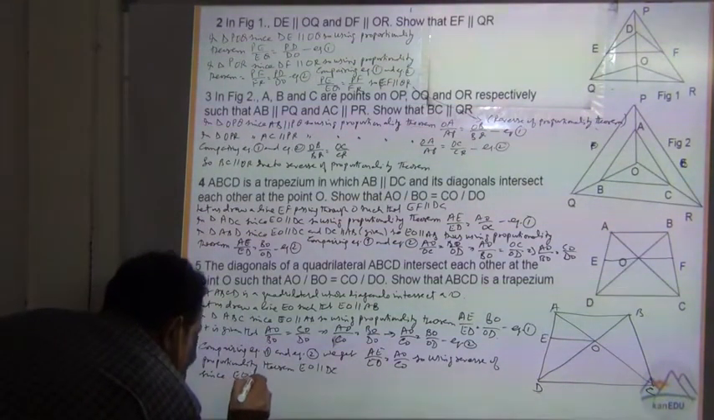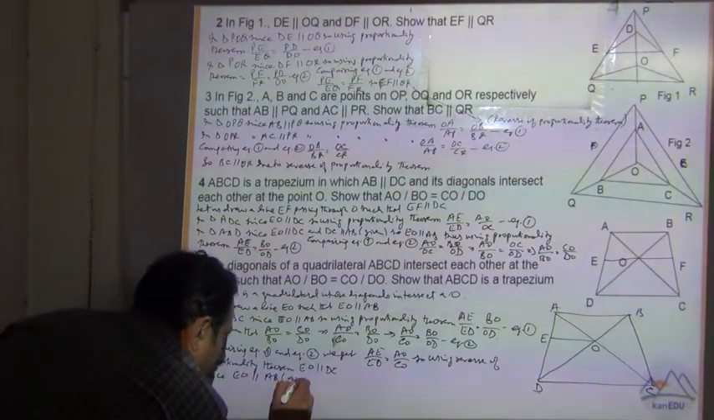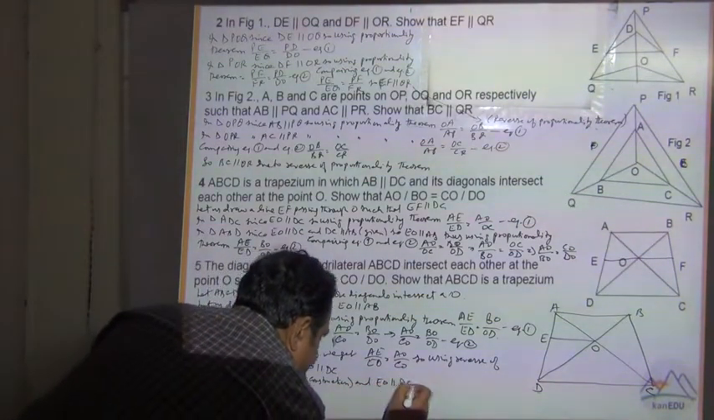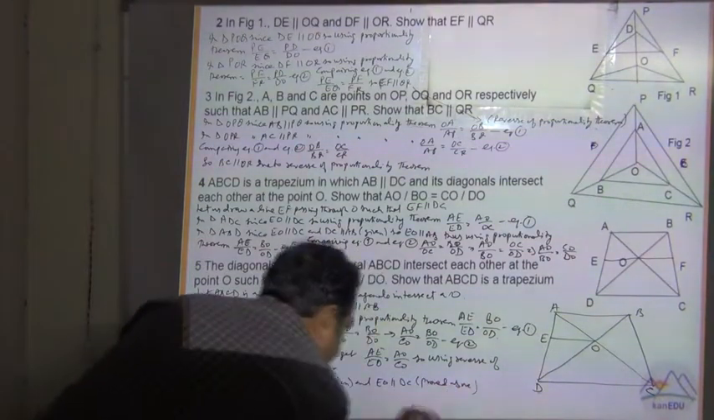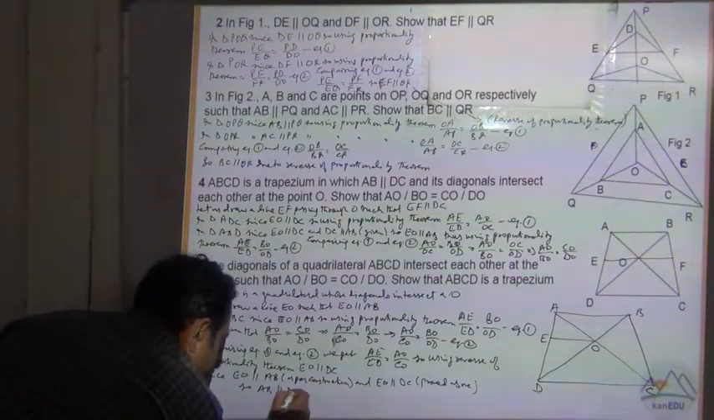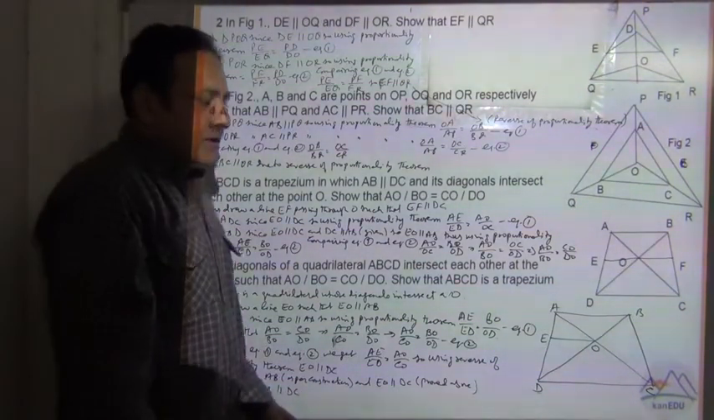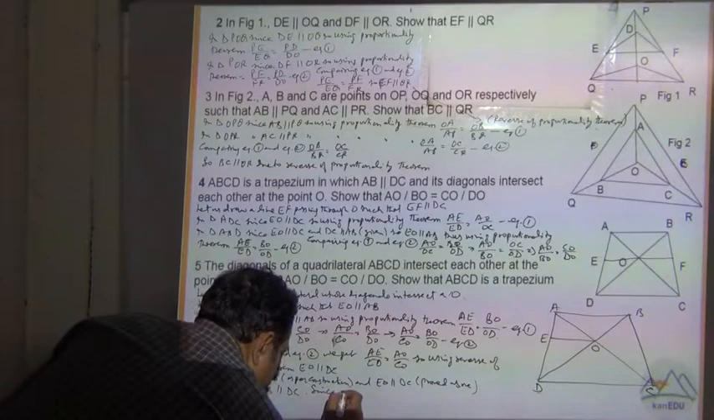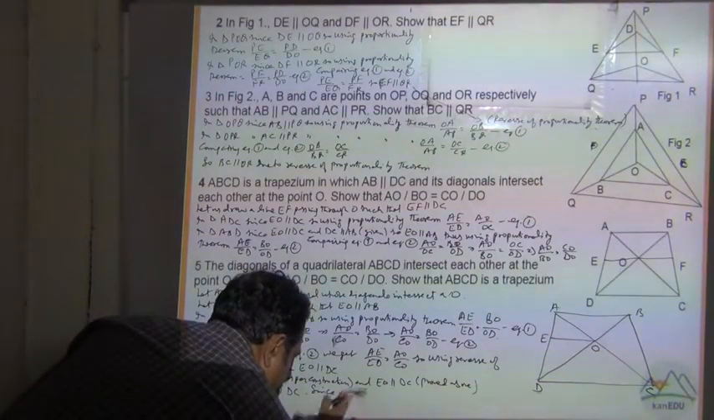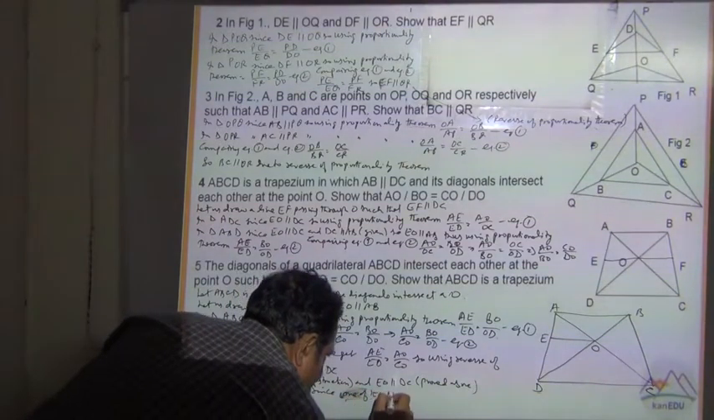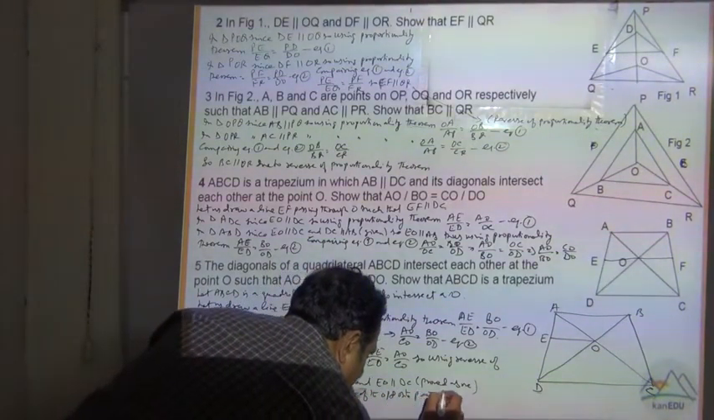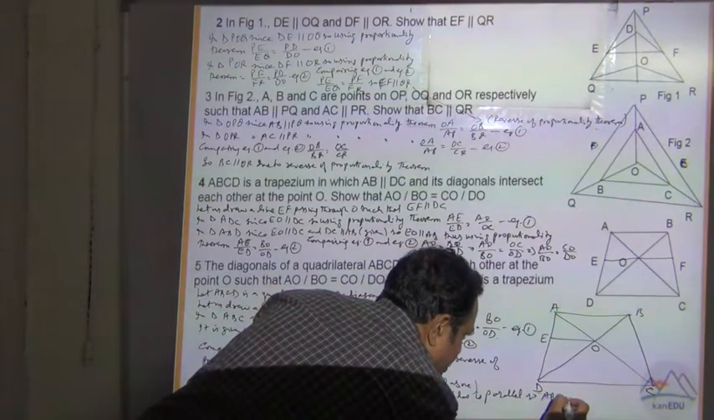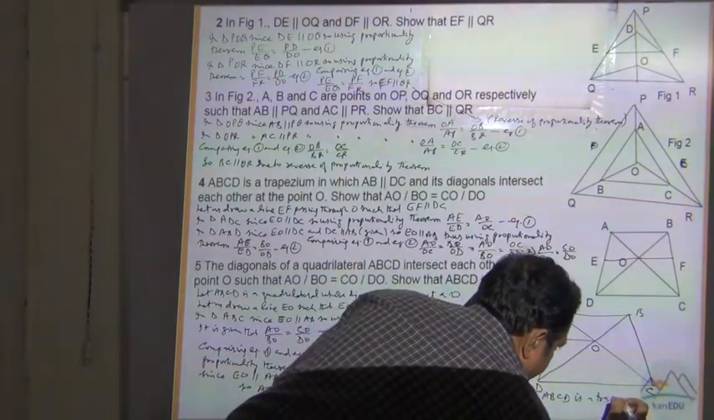Since EO is parallel to AB as per construction and EO is parallel to DC as proved above, AB is parallel to DC. In a trapezium, one pair of opposite sides is parallel. Since one pair of opposite sides is parallel, ABCD is a trapezium.